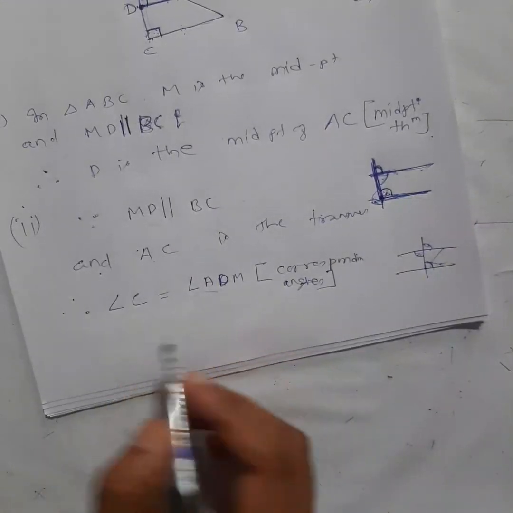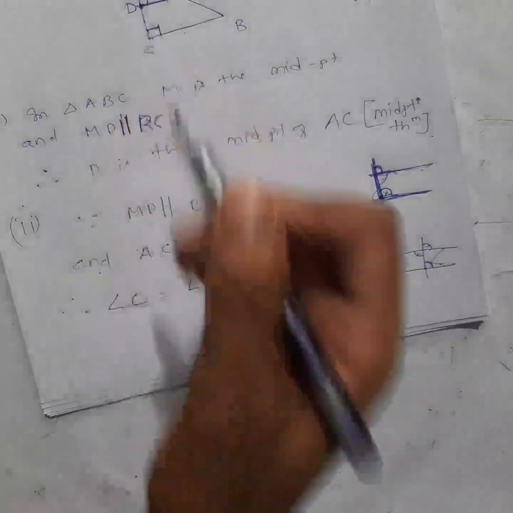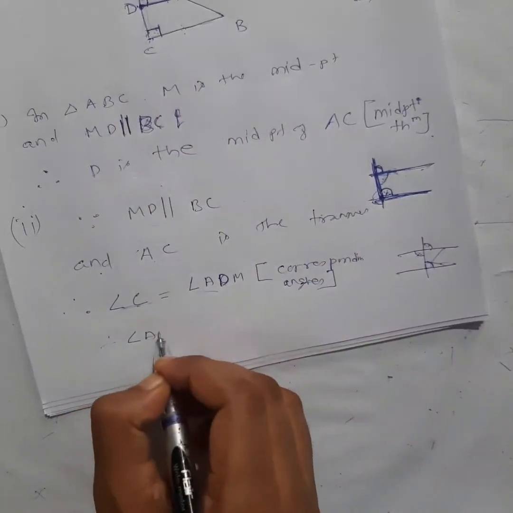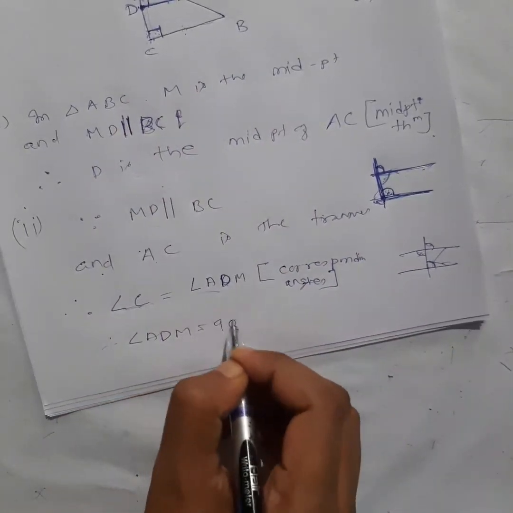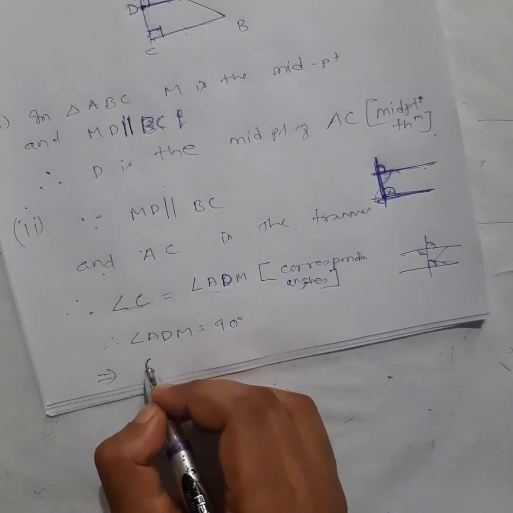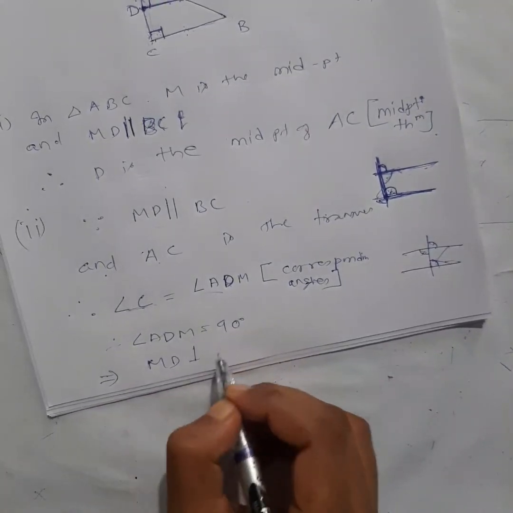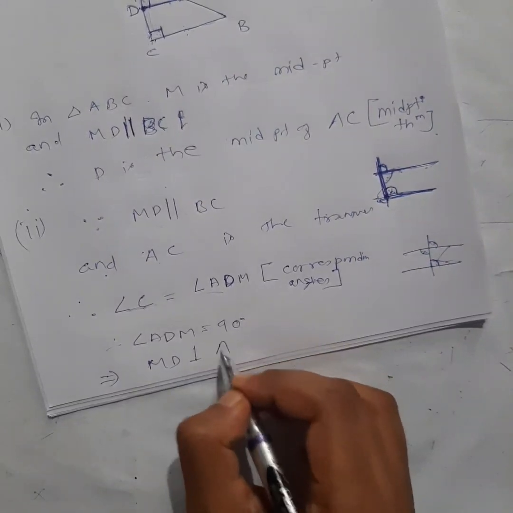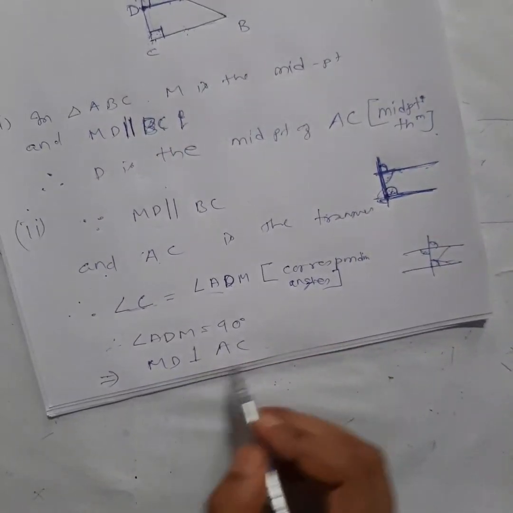So in this case, if this and this equal, this angle is how much? 90 degree they have already given. Therefore, angle ADM is equal to 90 degree, which implies, can I say MD perpendicular to AC. So second part is also done. Now the third part is very simple again.